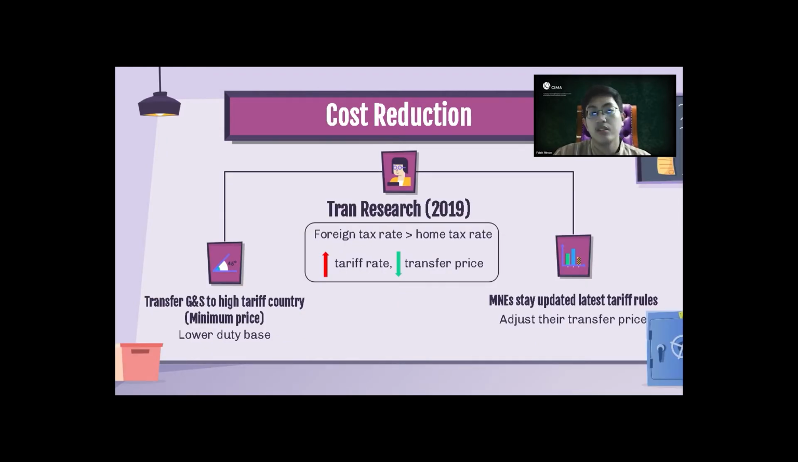The second one is cost reduction. MNEs may lower their sales cost by transferring goods and services with minimum price to high tariff countries. Therefore, the duty base of such transactions is lowered. This is supported by Trend Research in 2019, which concluded that if the foreign tax rate is higher than the home tax rate, then the higher the tariff rate, the lower the G&S transfer price usually executed. However, it is significant that MNEs consistently update with a country's latest tariff rules to adjust their transfer price to reduce import costs, hence increasing firm profit.